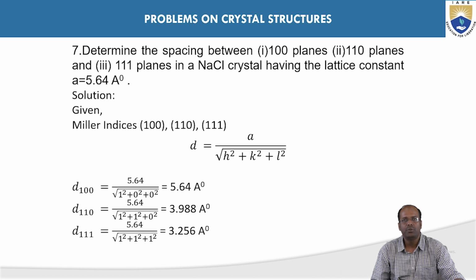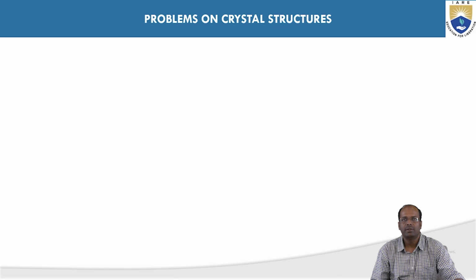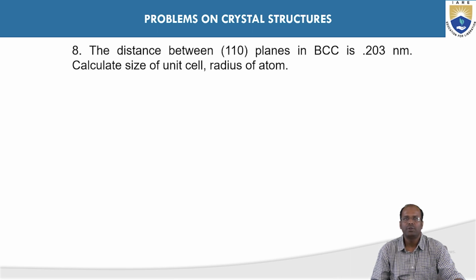So we got for the 100 plane 5.64, for the 110 plane the interplanar spacing is 3.988 angstroms, and for the 111 plane we get the resultant value 3.256 angstroms respectively. Now we are moving to the eighth problem.